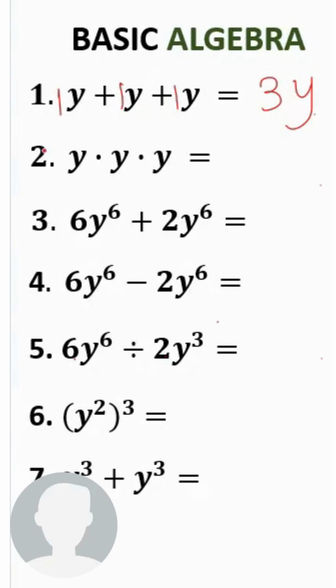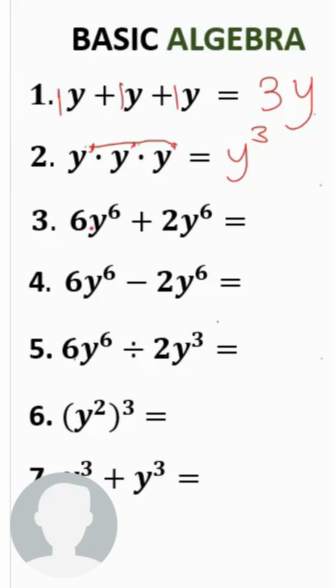So to the second question, we have y. The dot here means multiplication. So y times y times y. So what you just do, you can add 1 at the power. So you have y to the power of 1, y to the power of 1, y to the power of 1. So when you multiply this, all you need to do is use your idea of law of indices. When you have multiplication as such, you add these powers together. So 1 plus 1 plus 1 gives me 3.